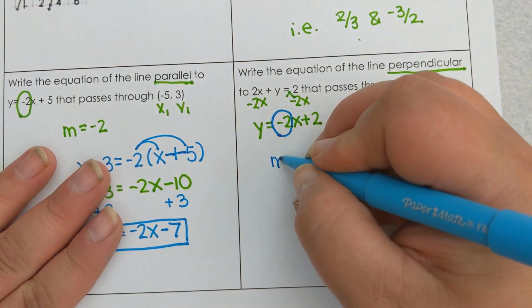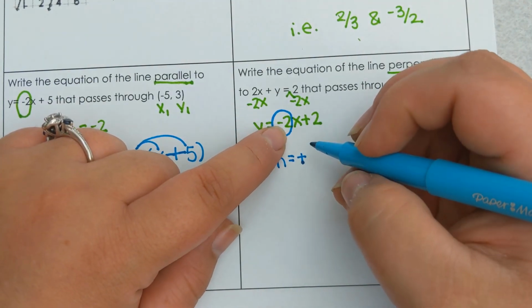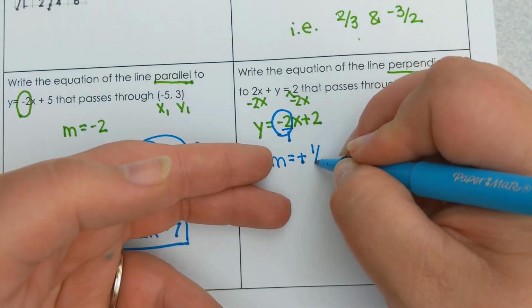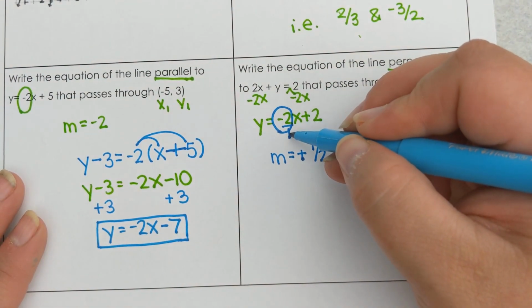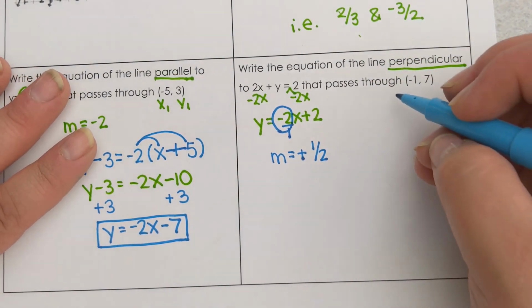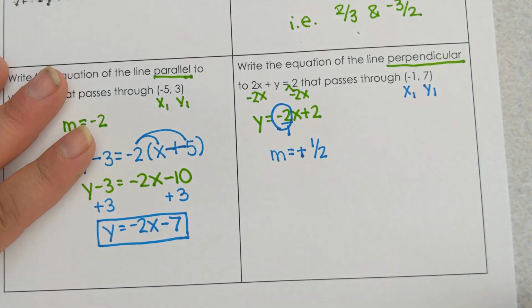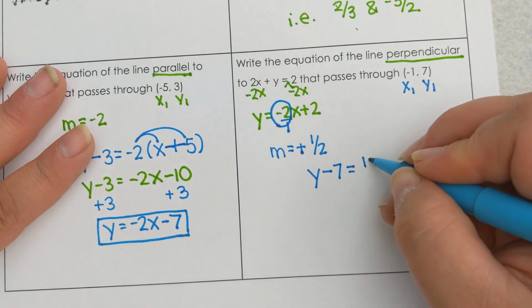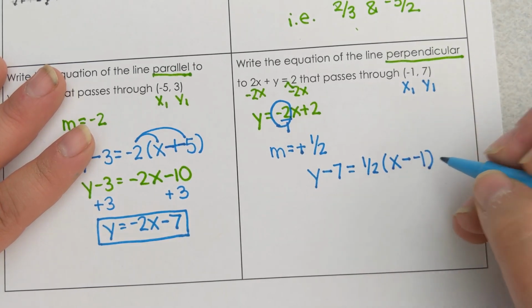So my new slope is going to be, instead of negative, positive, and instead of 2 over 1, flip that, 1 over 2. You can always put an over 1 on any number. If it's not already a fraction, do that so then you can just flip. Okay, so that's my slope. My x1 is negative 1, and my y1 is 7. So y minus 7 equals the slope, 1/2, x minus the x value, which is negative 1.